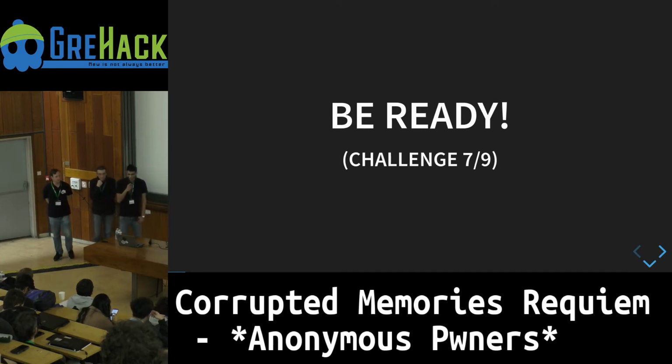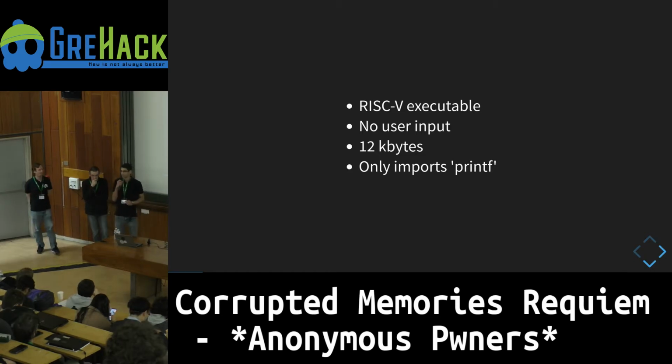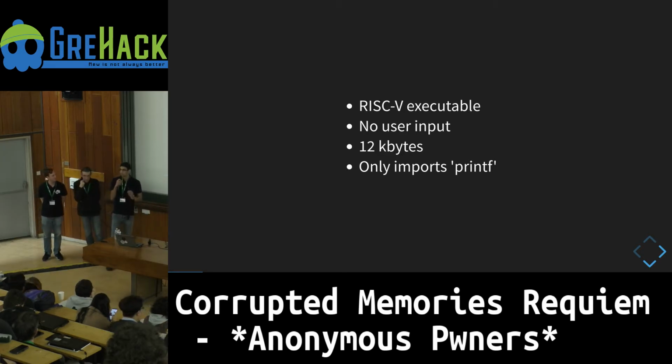The first challenge is called Be Ready, and is a frustrating one. We are given an executable file, which is for the RISC-V architecture. It's tiny. It's only 12 kilobytes. It's non-interactive. Actually, you just have to run it, and it will print the flag. So, let's do this.